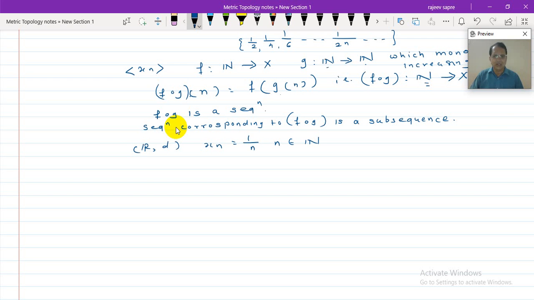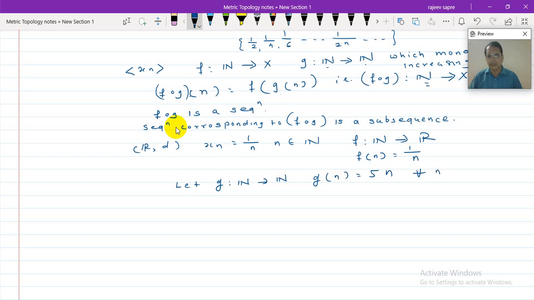So this is a function now. What do you mean by x_n is 1 upon n for all n belonging to capital N? It is a function f from N to R, and the definition of that function is f of n is 1 upon n. Now let g be the function from the set of natural numbers N to N defined by g of n is equal to, say, 5n, for all n belonging to capital N.